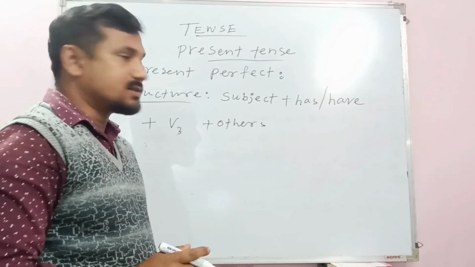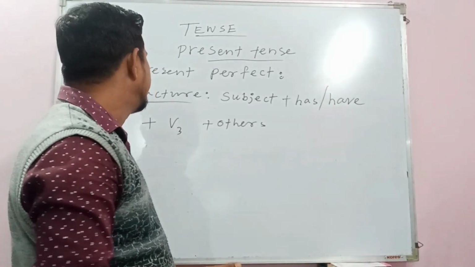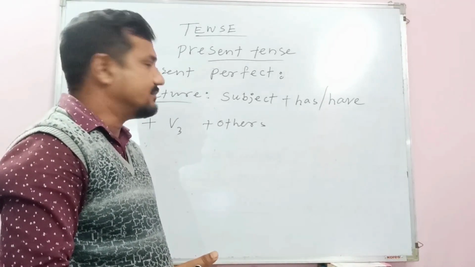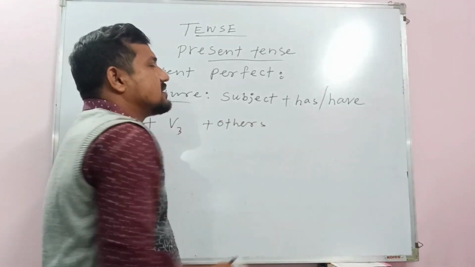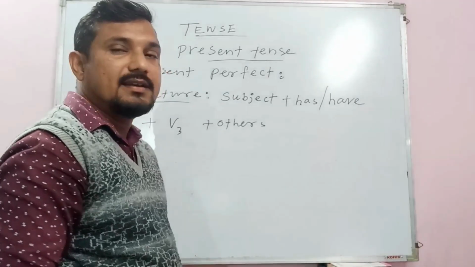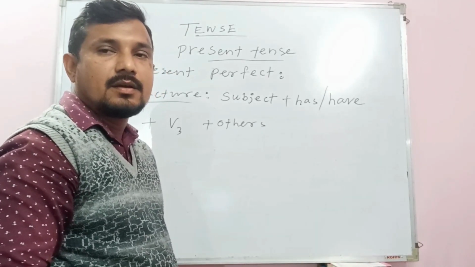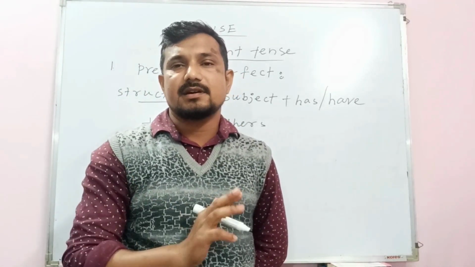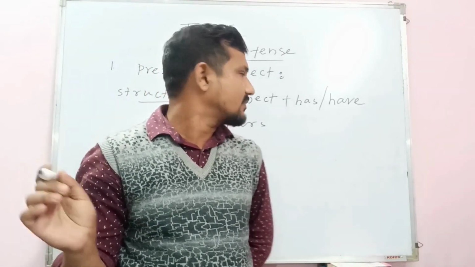Present perfect tense structure is subject plus has or have plus V3. V3 means past participle form of the verb and others. After subject, we use has or have in present perfect tense. Then the past participle form of the verb. We know that verb has three different forms: present, past, past participle.